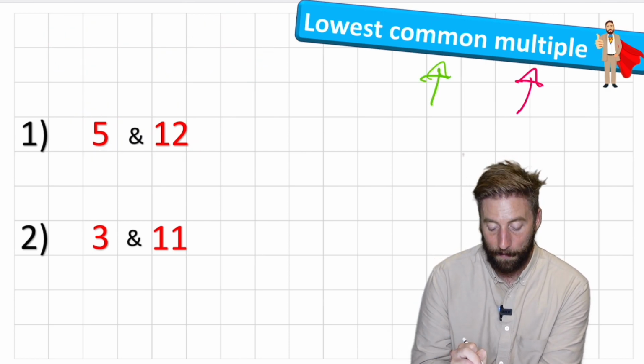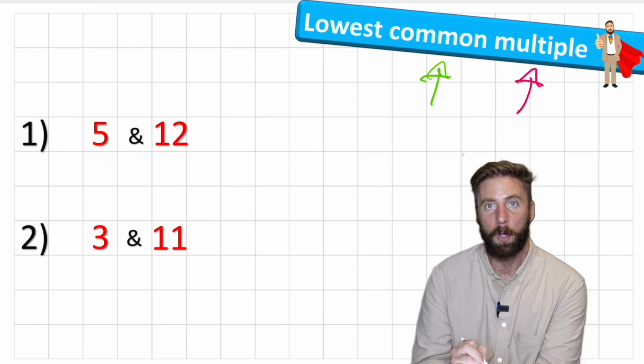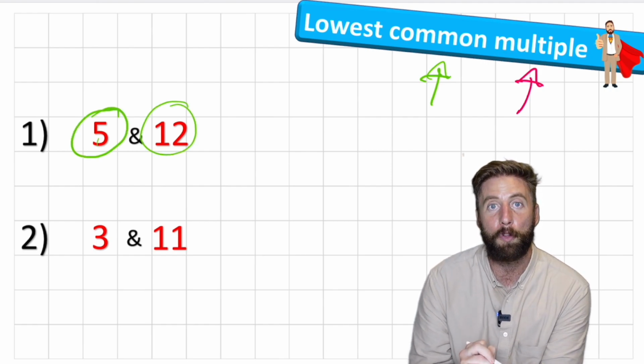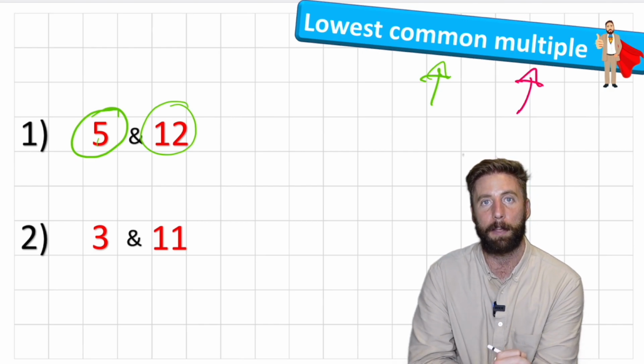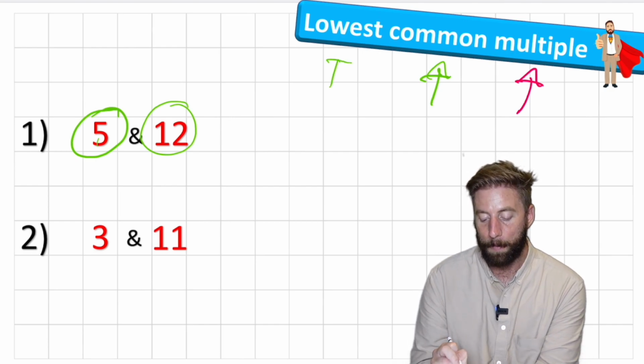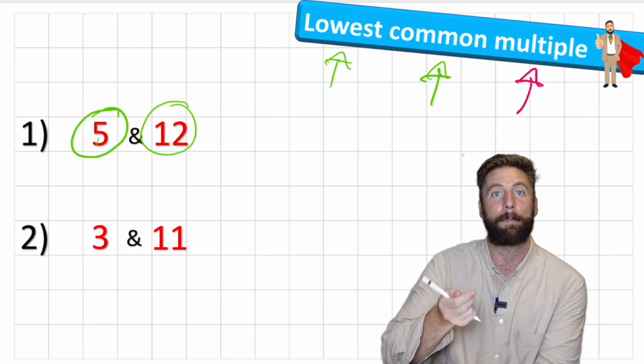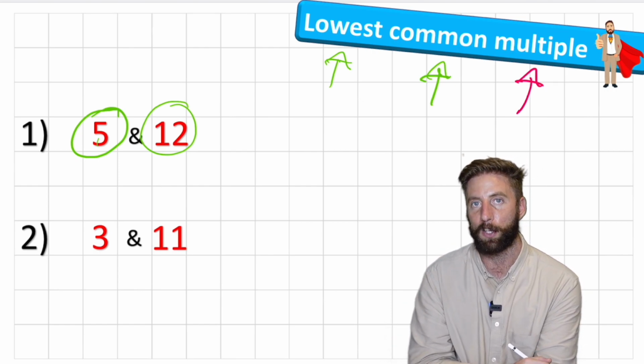So it means if I'm trying to find the common multiple, it wants me to find how many multiples are in both the 5 and 12 times table. And lowest simply means the smallest value. So we're looking for the smallest number that's in both of our multiplication tables.